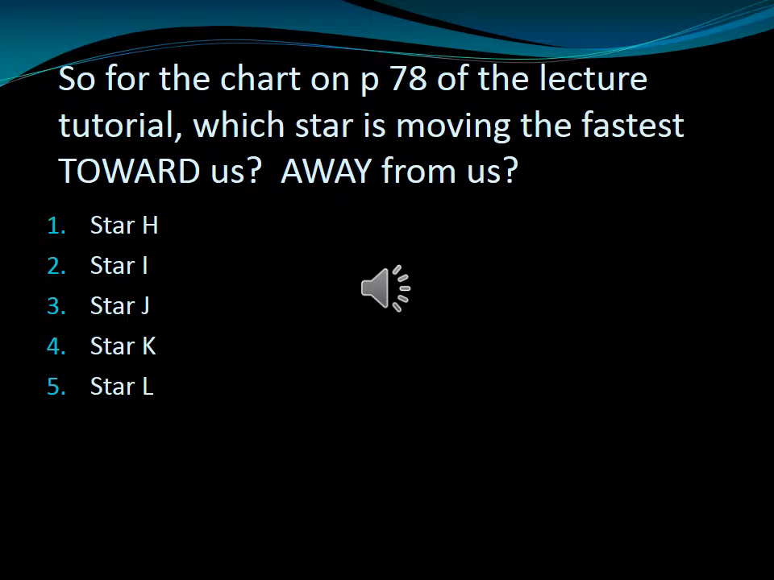Now look at the chart on page 78 of the lecture tutorial. You've got a number of stars, and there are wavelengths associated with a particular spectral feature on them. And this gets a little confusing sometimes because people aren't sure, well, what does this mean? It's supposed to be at 656 nanometers. That's your H alpha line. Astronomers would say it's 6,563 angstroms, but whatever. Anyway, it says 656 nanometers, and that's where it's supposed to be.